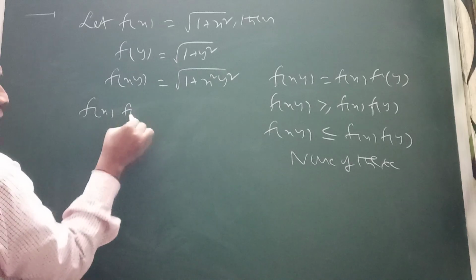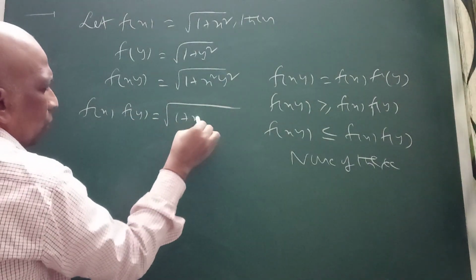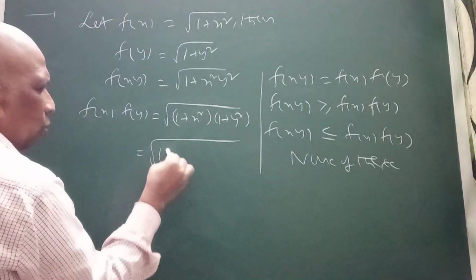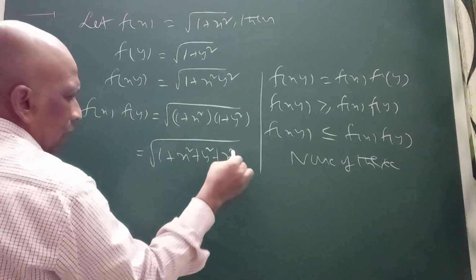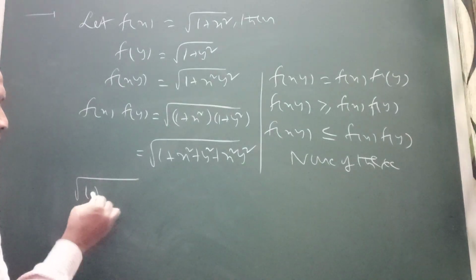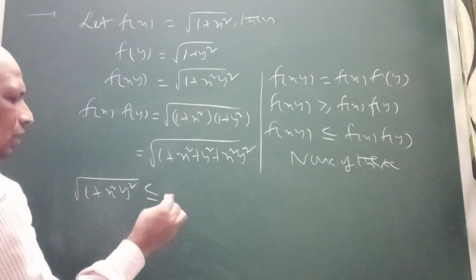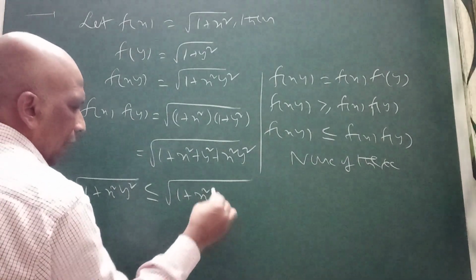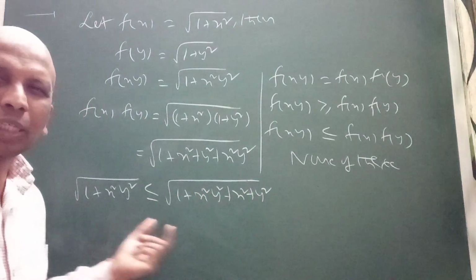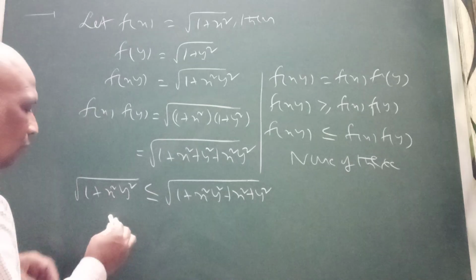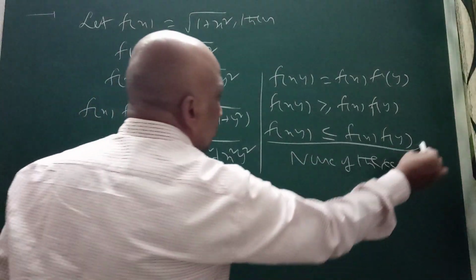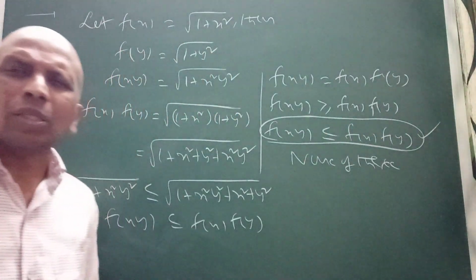If I multiply f of x into f of y, I multiply 1 plus x square into 1 plus y square, right? So you will get 1 plus x square plus y square plus x square y square, right? If we compare this and this, always remember, root of 1 plus x square y square will be less than or equal to root of 1 plus x square y square plus x square plus y square. We are adding a few more terms to this, right? This will be less than or equal to this. But we know this is f of xy. So it is less than or equal to f of x into f of y. So the third option is right.